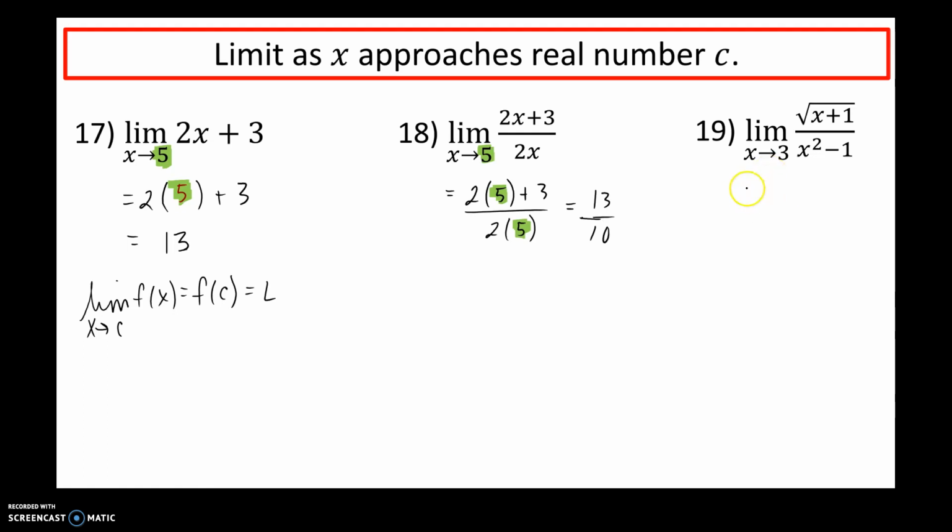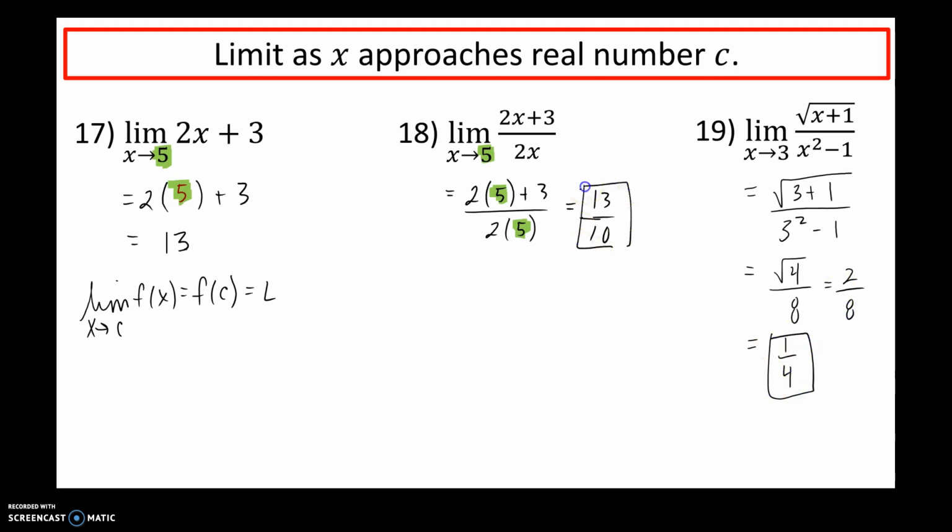Now number 19, so wherever I see an x, I'm going to replace it with 3. Okay, so I get the square root of 4 all over 8. So 2/8 reduces to 1/4. So 1/4 is the limit. 13/10 for number 18 and 13 for number 17.